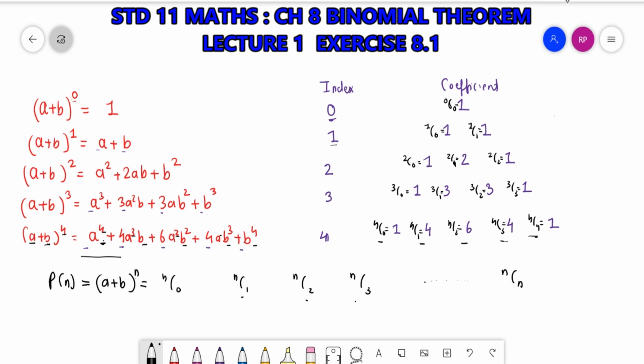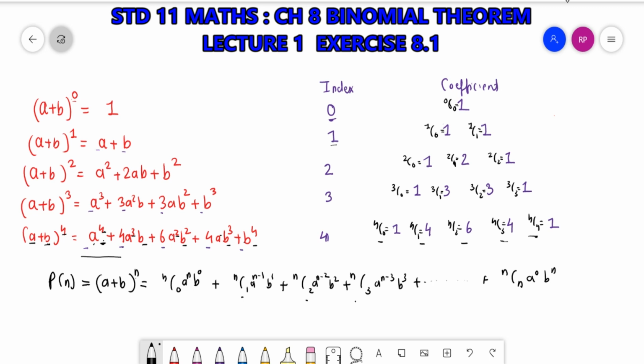Okay, now see the power: a raised to n, then a raised to n minus 1, a raised to n minus 2, a raised to n minus 3, and up to the last a raised to 0. And here the power starts with b raised to 0, b raised to 1, b raised to 2, b raised to 3 and finally b raised to n. We will add. Okay, so this will be our formula for the binomial theorem.